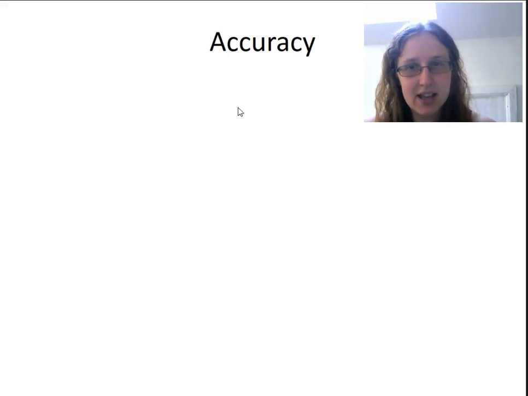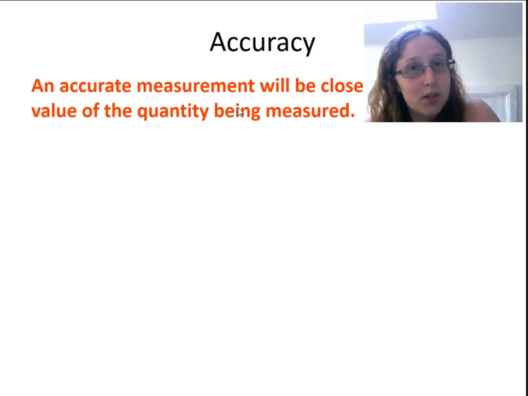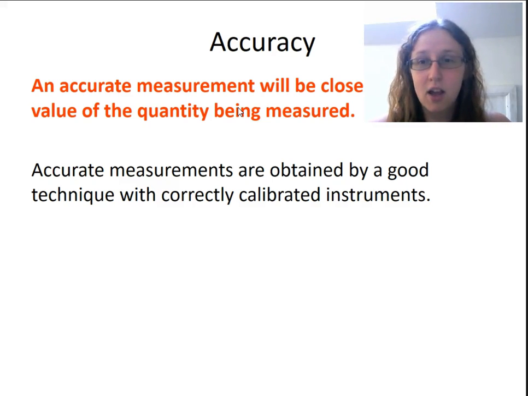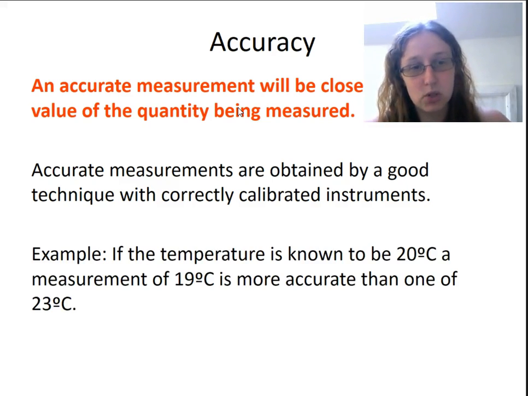Okay, next up then is accuracy. Accurate measurements are ones that are just close to the true value. That's all I mean with accuracy. It doesn't matter how many figures there are, it's just whether or not it's close to being correct. You get good, accurate measurements by having good technique and good measuring devices and not having any errors in your measurements. So, for instance, if we know the temperature is 20 degrees C, 19 degrees C is more accurate than 23 degrees C. Really easy, right? We will check that you got these terms in your head before too long.